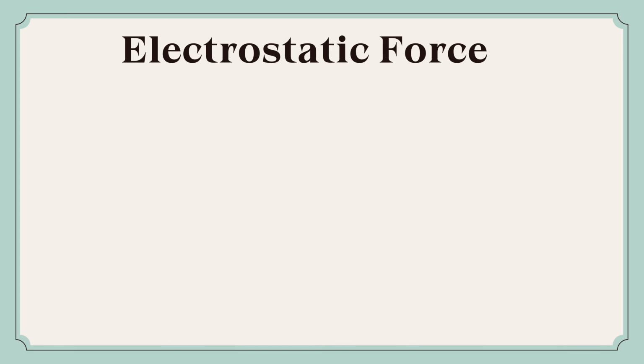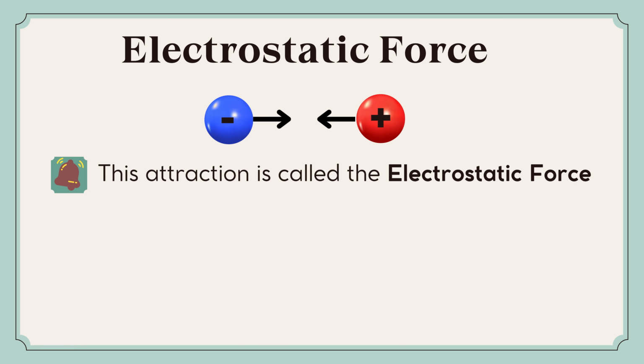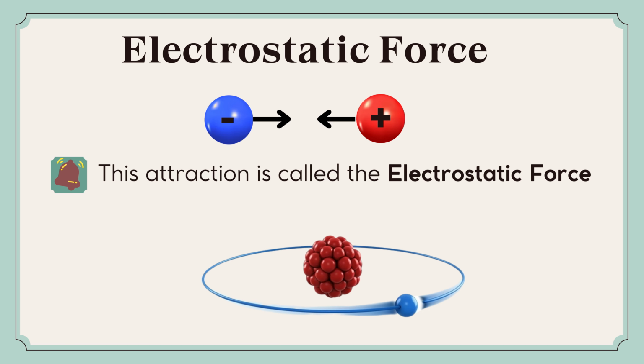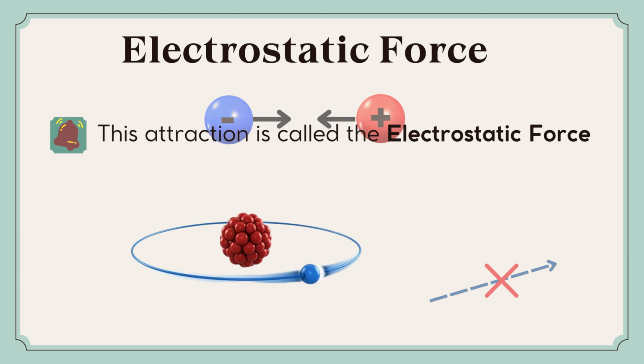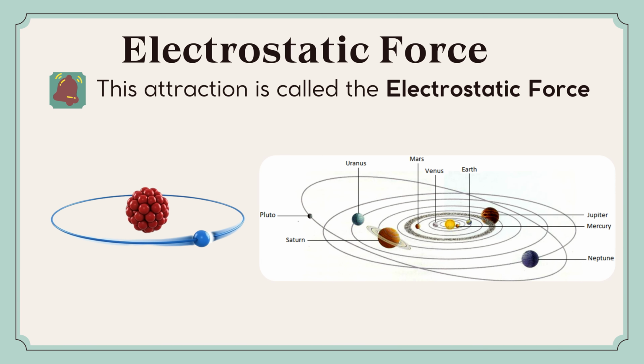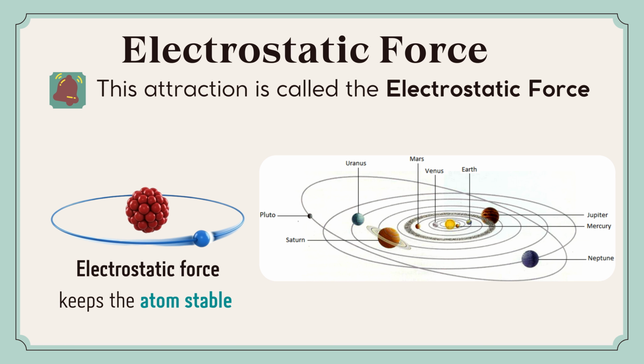Here's something to think about. Since electrons are negative and protons are positive, they attract each other. This attraction is called the electrostatic force of attraction, and it's what keeps the electrons revolving around the nucleus instead of flying away. Just like the sun attracts the planets and makes them revolve around it, protons and electrons are always pulling on one another. This electrostatic force keeps the atom stable.